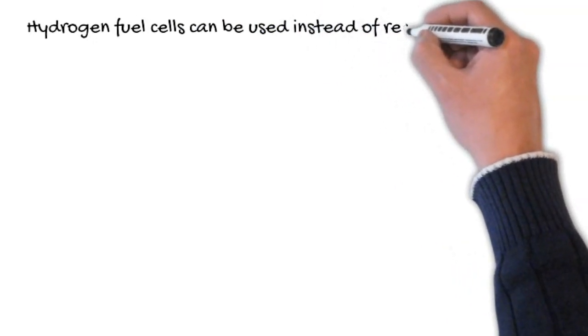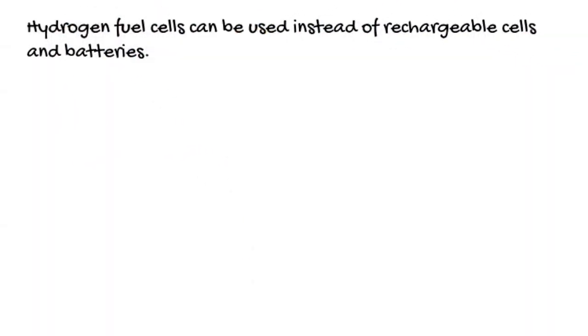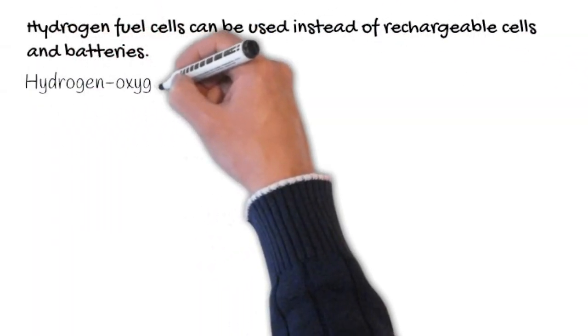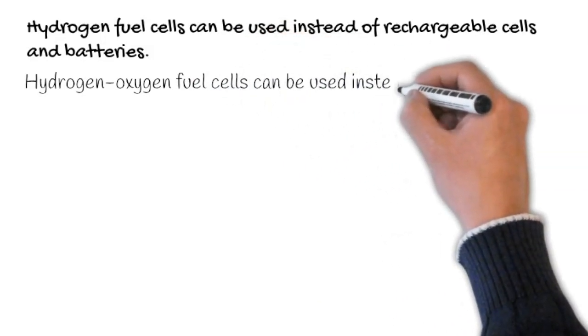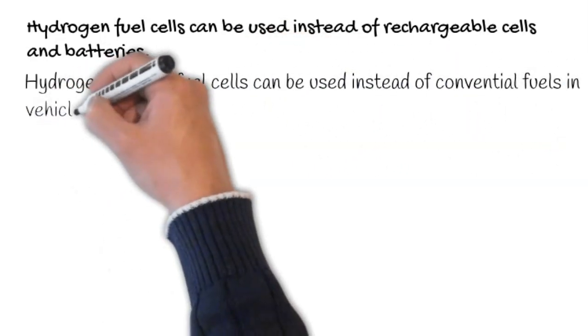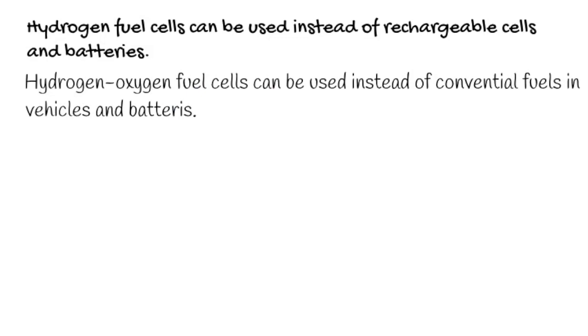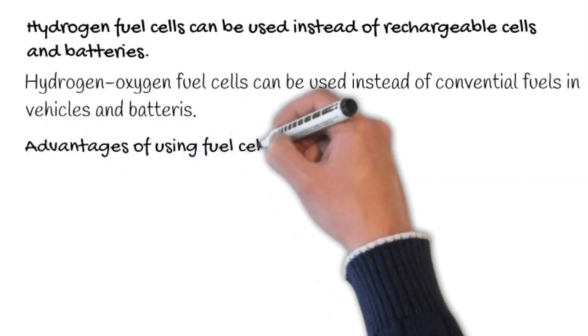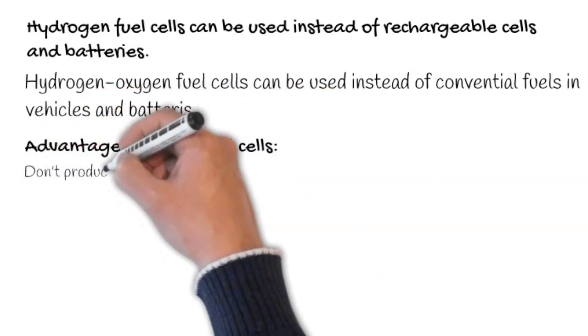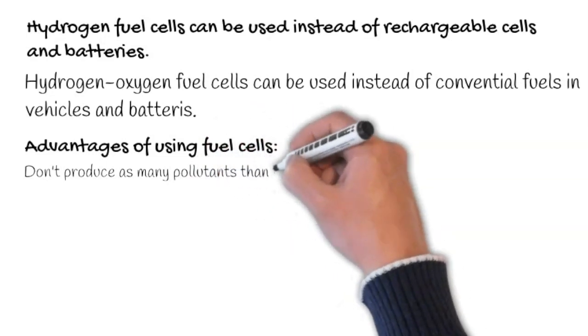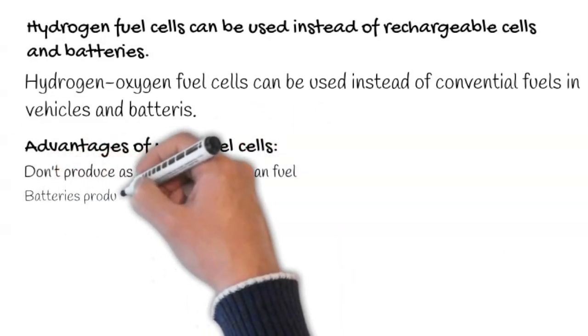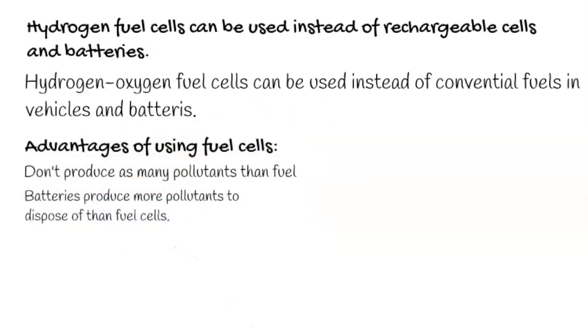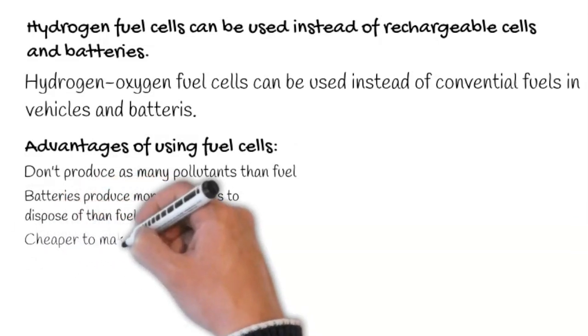Hydrogen fuel cells can be used instead of rechargeable cells and batteries. Hydrogen-oxygen fuel cells can be used instead of conventional fuels in vehicles and batteries. The advantages of doing this are that it doesn't produce as many pollutants as the fuel. The batteries produce more pollutants to dispose of than the fuel cells.